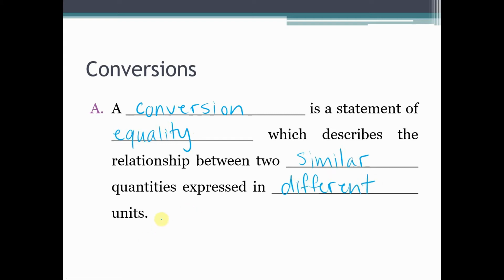So an example might be 1 dozen is the same as 12 eggs, right? I can say 12 eggs, I can say a dozen eggs. I'm talking about the same amount of stuff. I'm just using different units to talk about it.